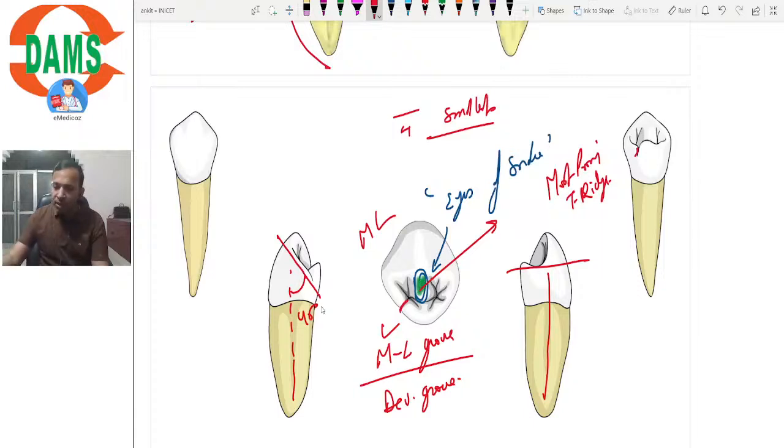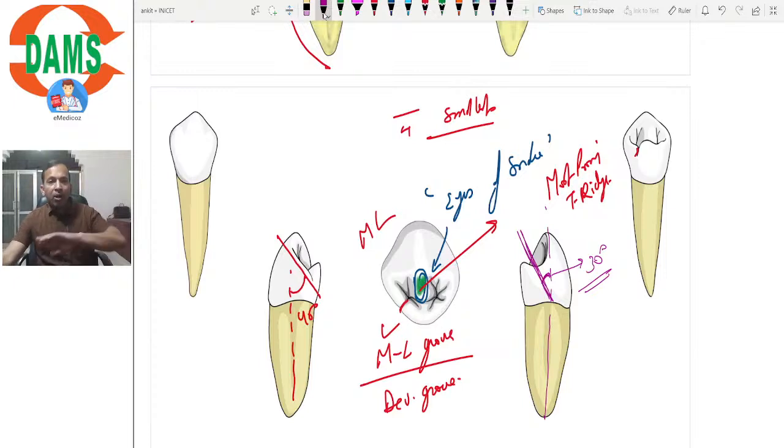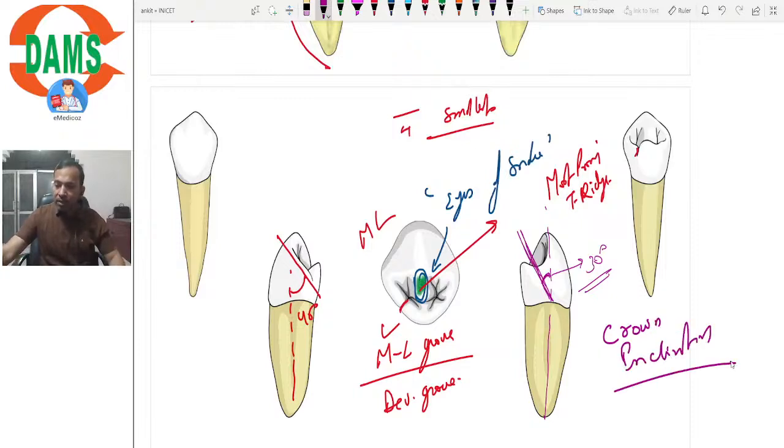Another important feature is that the crown itself is twisted or angulated. Let's say this is the long axis of the tooth. The crown itself appears to be inclined or bent on the root, and it makes an angle of approximately 30 degrees. So this is the most of any crown inclination. Amongst all the teeth, the maximum crown inclination is seen in lower first premolar, and it is about 30 degrees. तो ये क्वेश्चन भी कभी कभी पूछ लेते हैं आपसे, right?